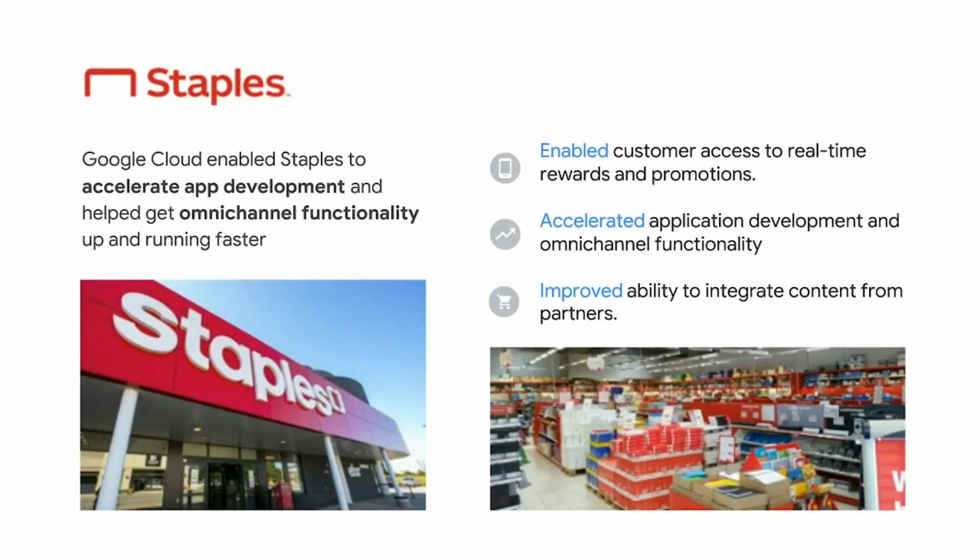Staples is one example of a very successful omnichannel implementation using Apigee. For those outside the U.S., Staples is a large retailer of office supplies and related products. APIs enabled Staples to accelerate its app development and also helped to get the omnichannel functionality up and running faster. They saw an increased ability to easily integrate content from partners to create cross-selling and upsell opportunities.